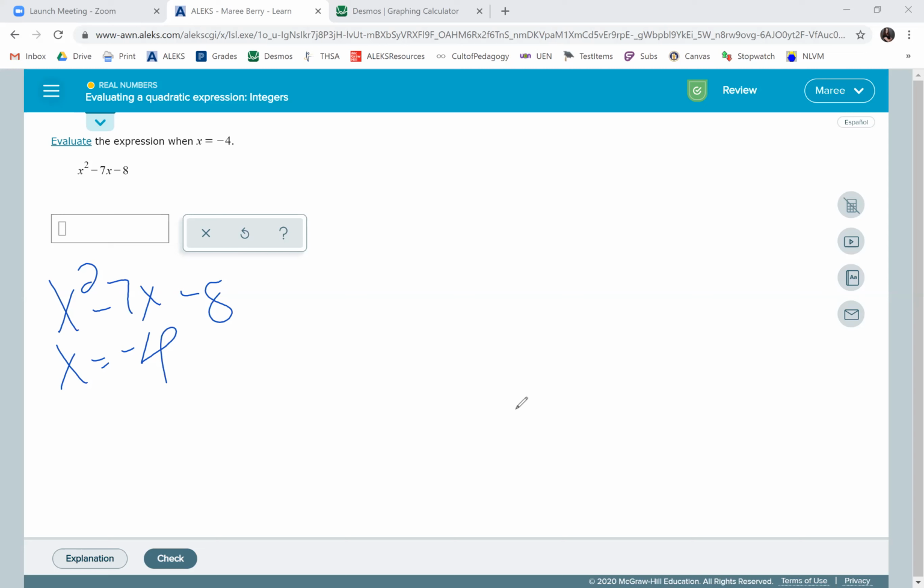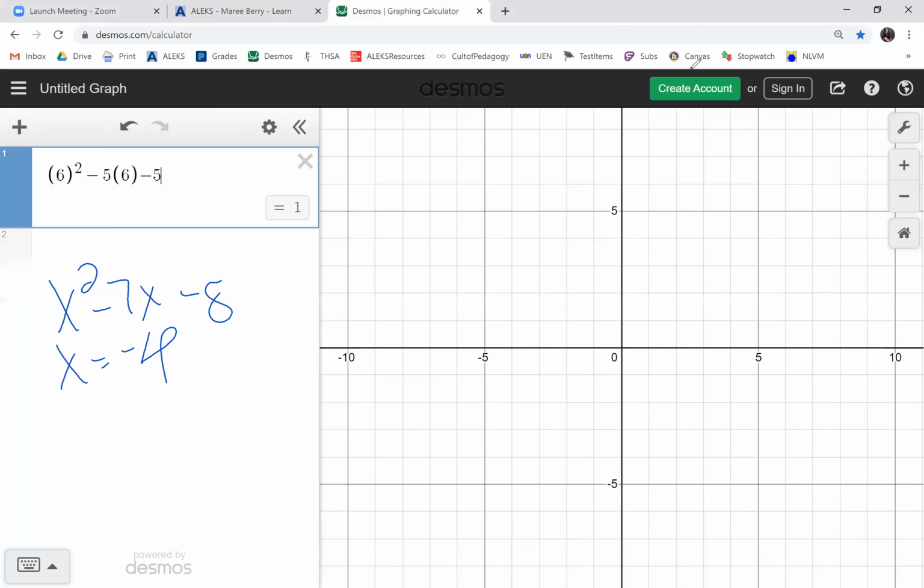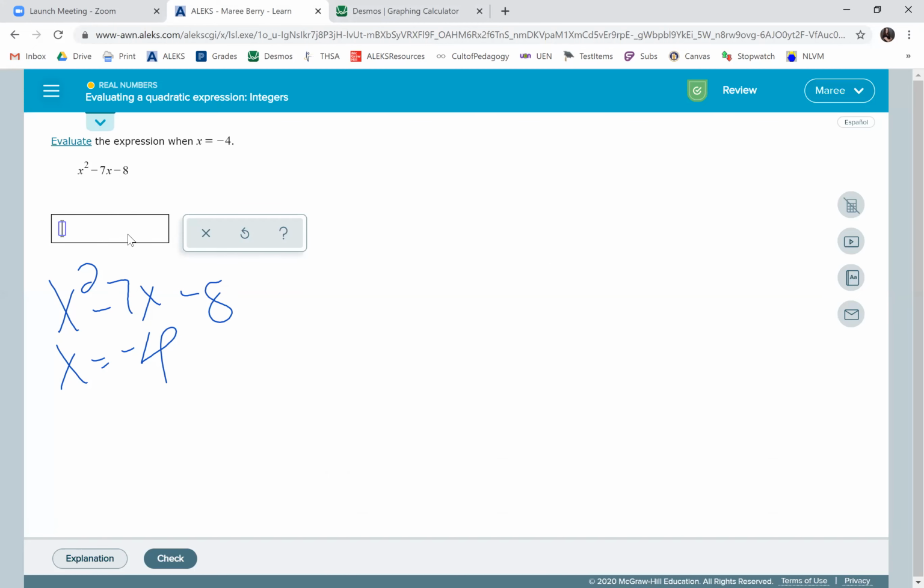And we'll come over to Desmos and we'll type in -4 squared. We'll type in a -4 here. Then I have minus, that's going to be a 7. I have a -4 here, and then I'm going to change this to an 8. My answer is 36. So I'll come back to Alex, I'll type in 36, and it should be good to go.